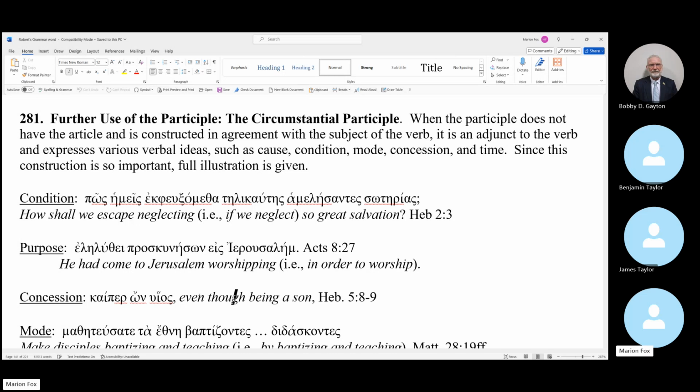If it doesn't have the article, it still might be adjectival. But it can't have the article and be adverbial. So here, it does not have the article. I want you to notice that. The participle does not have the article, and it's constructed in agreement with the subject of the verb. It is an adjunct to the verb and expresses various verbal ideas such as cause, condition, mode, and so forth. This construction is so important, full illustration is given.